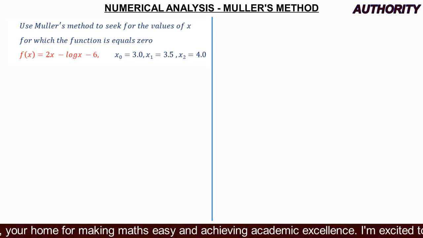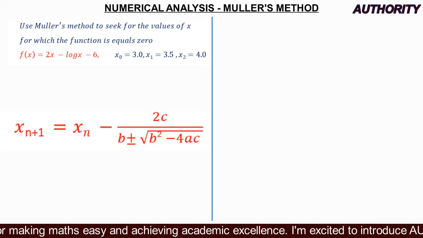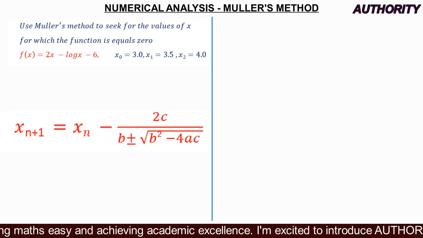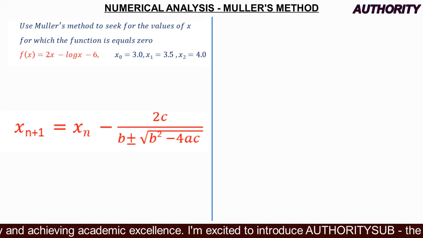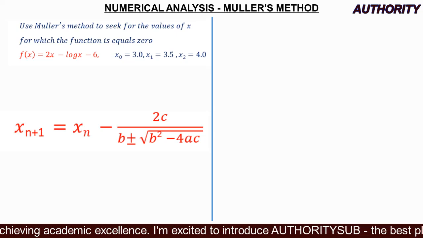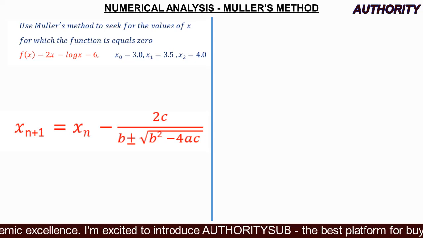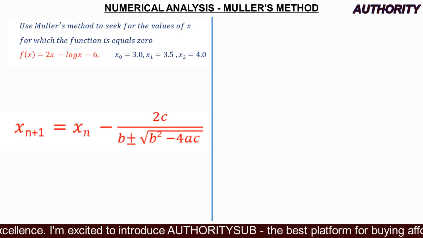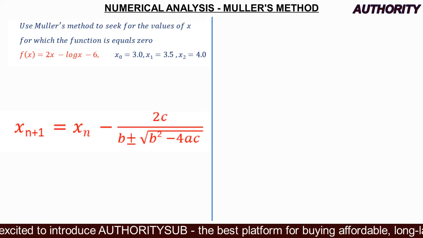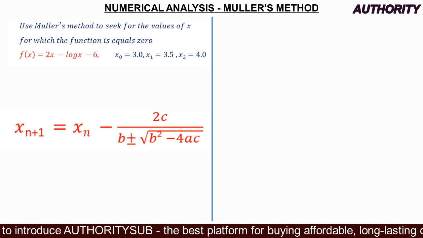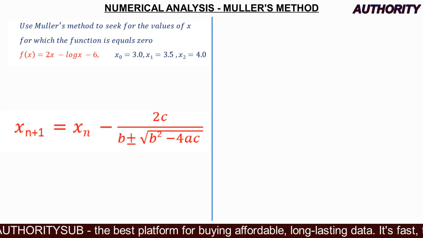Okay, now let's go. Under Muller, we have this formula. Xn plus 1 is equal to xn minus 2c all over b plus or minus square root of b squared minus 4ac. So this is the formula for Muller's method.